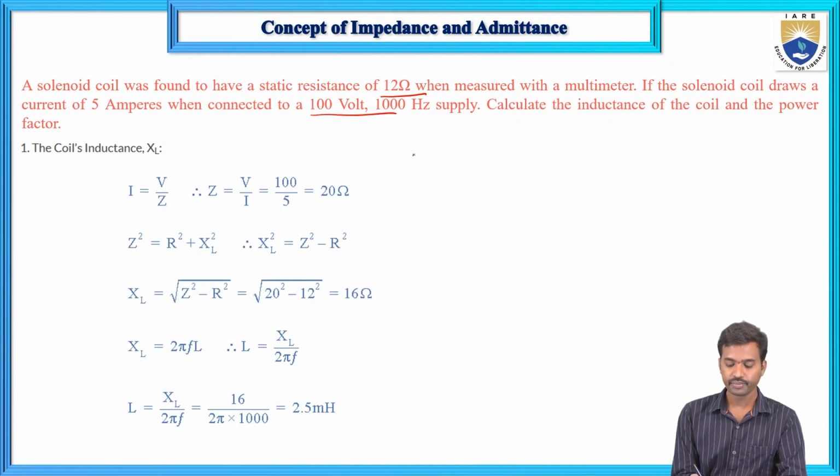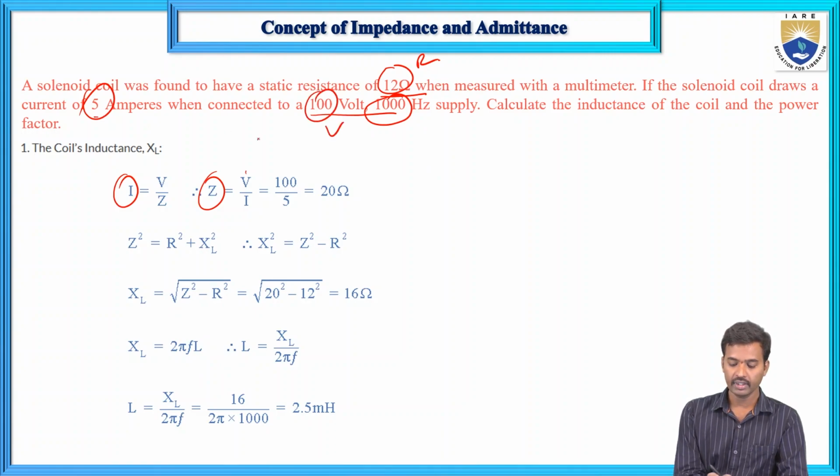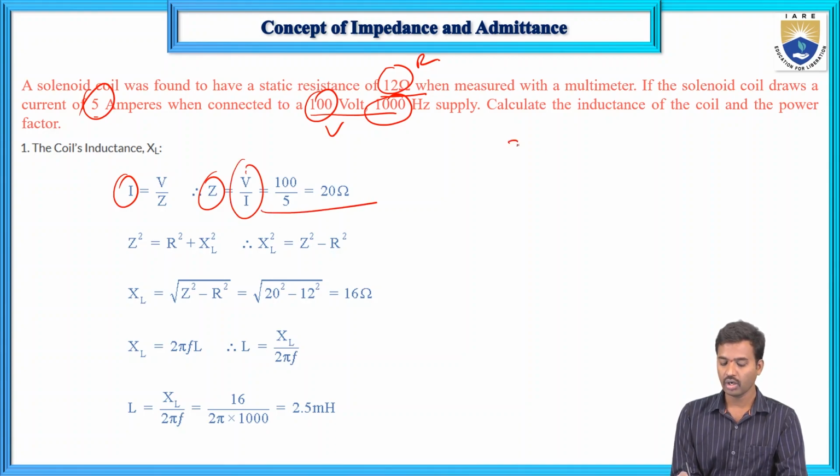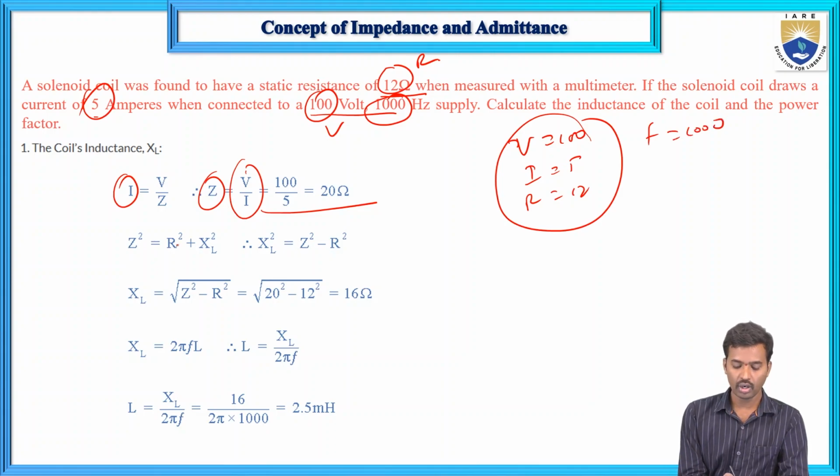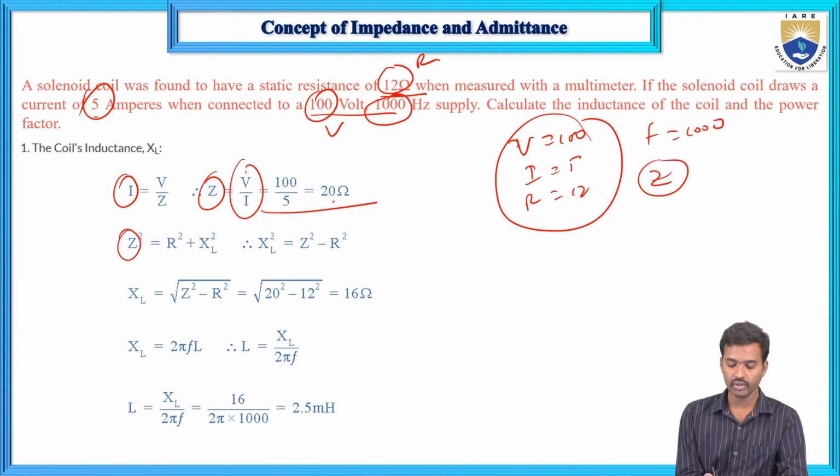So now here this is the R value, and what about the frequency value? This is the current. Z equals V by I, we know this formula. V by I is known as the impedance. V equals 100, I equals 5, R equals 12, and F equals 1000. If you do V by I, you will get the impedance Z. So the Z value you will get is 20 ohms and the R value is 12 ohms.